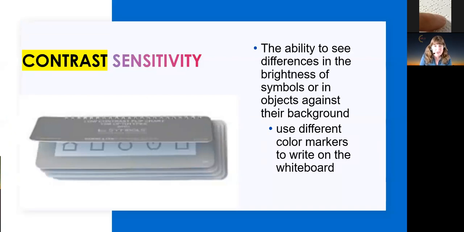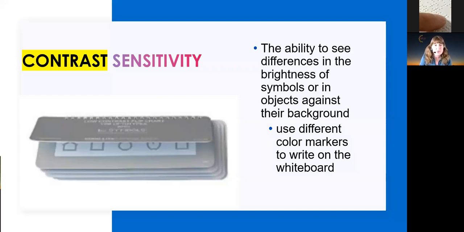The last section of the functional vision assessment is the contrast sensitivity. It is the ability to see differences in the brightness of symbols or in objects against their background. You want to try and do some formal and informal assessing in this area. Pictured on the page is the contrast sensitivity booklet, and it is a wonderful resource.